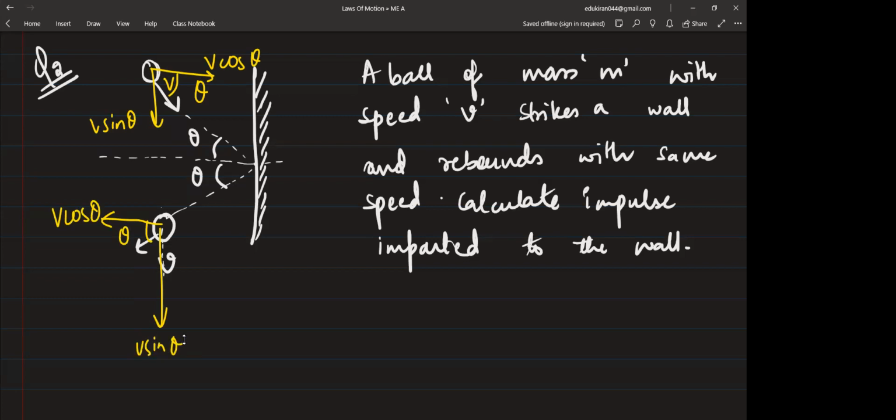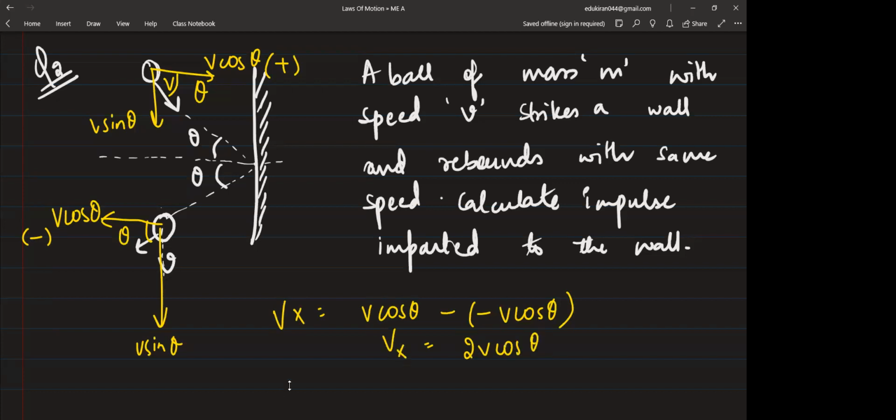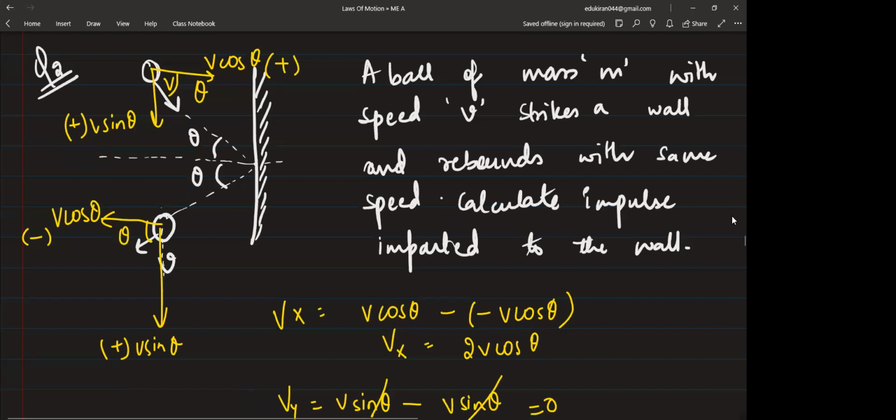Right? Now, look here, the net velocity along the x-axis. Let's say this is positive, this is negative. So v cos theta minus v cos theta, this becomes 2v cos theta. Now, vy. Let's say here both of them will be positive because they are in the same direction. So v sin theta minus, this is positive, so v sin theta cancelled. It is 0 this time. Right? This is 0 this time.